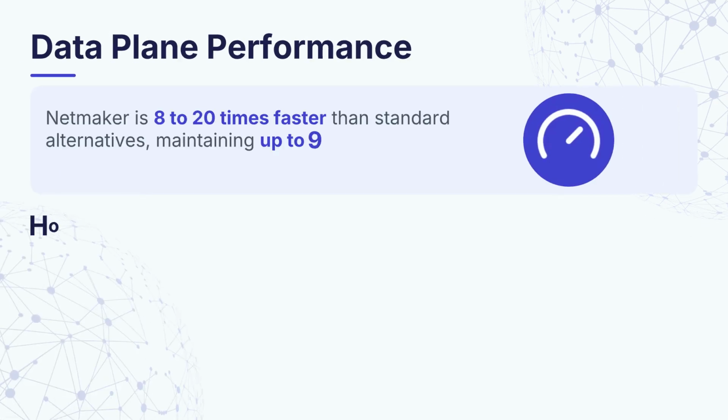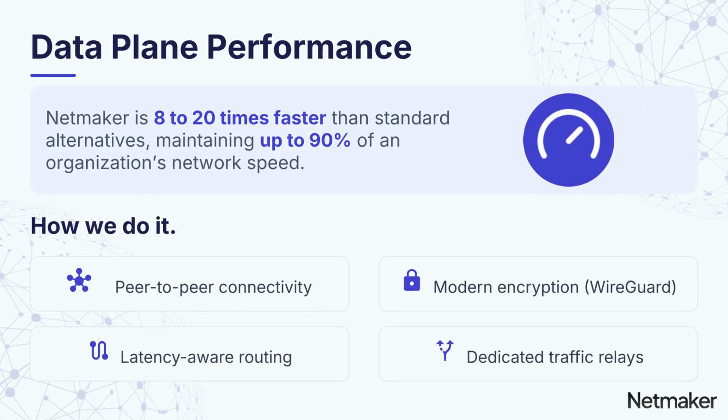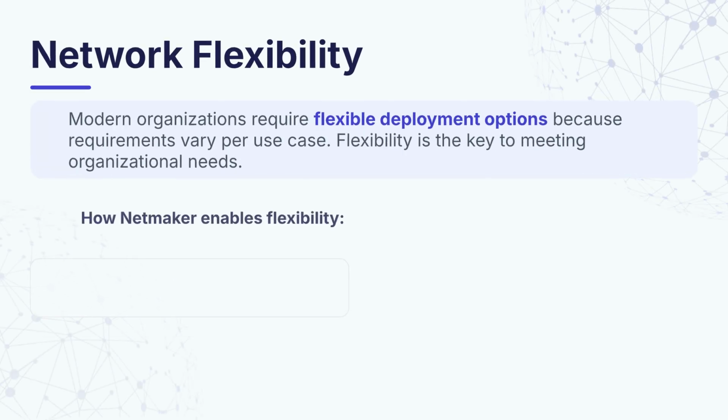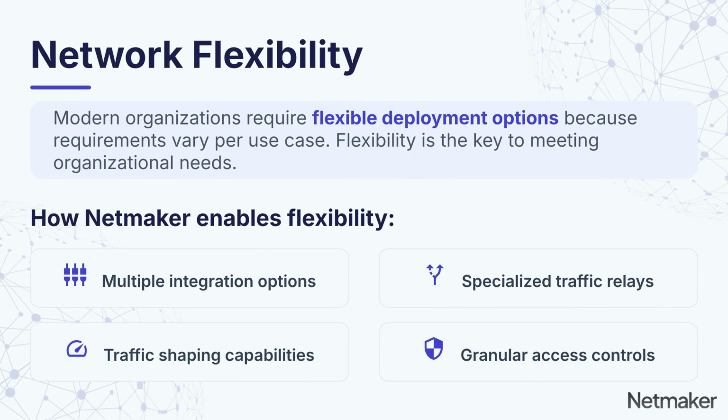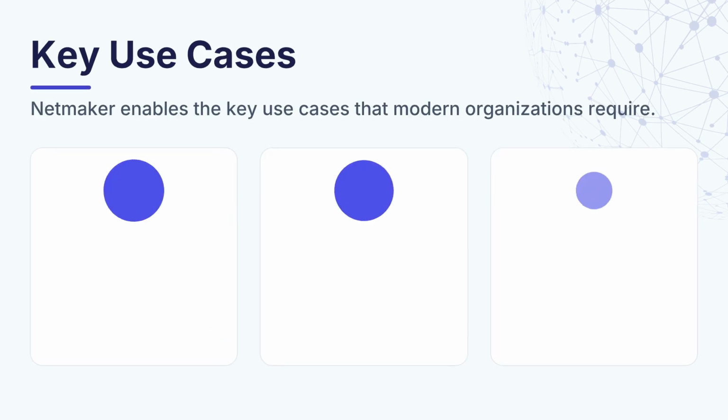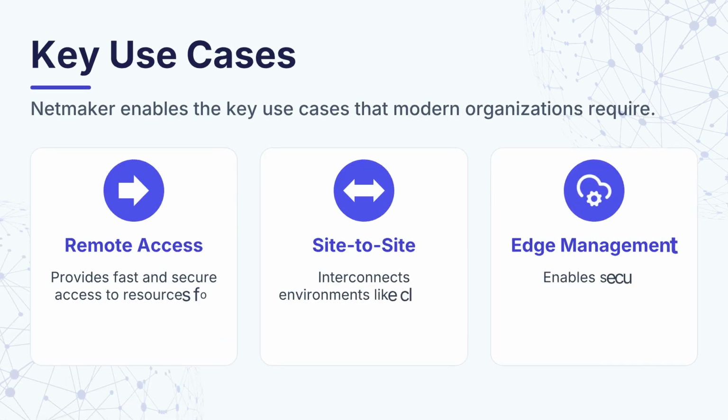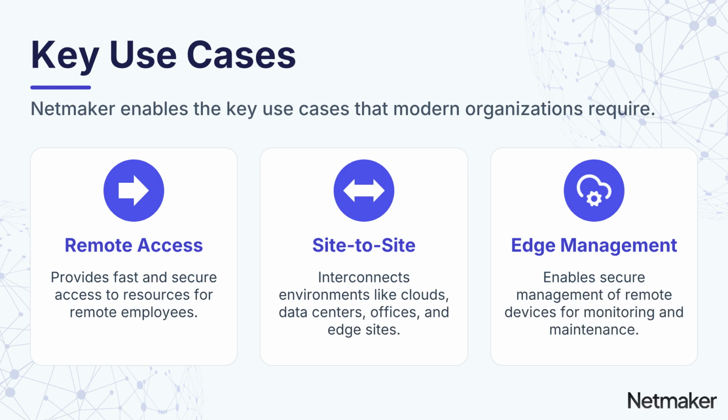Netmaker is also 8 to 20 times faster than standard alternatives. We achieve this through peer-to-peer connectivity, latency-aware routing, and dedicated traffic relays. Flexibility is built right into Netmaker's design. It enables multiple integration options, network topologies, and granular device controls to handle diverse deployment requirements. The Netmaker platform supports 3 key use cases: providing secure remote access for employees, interconnecting sites, and managing edge devices.